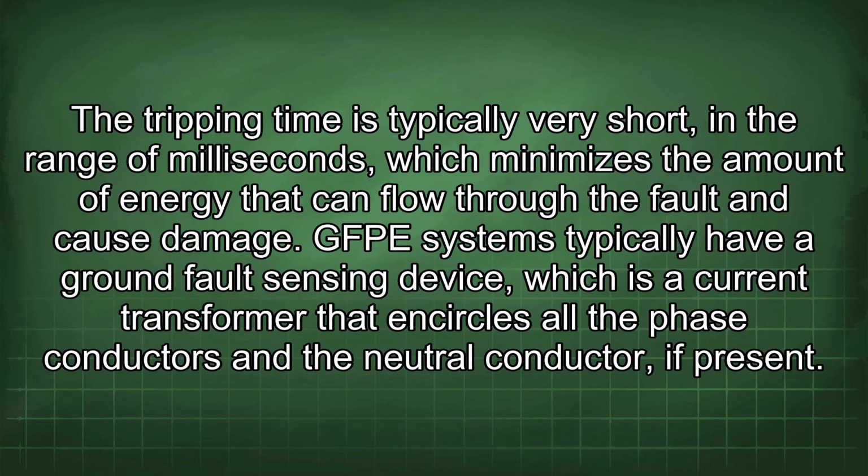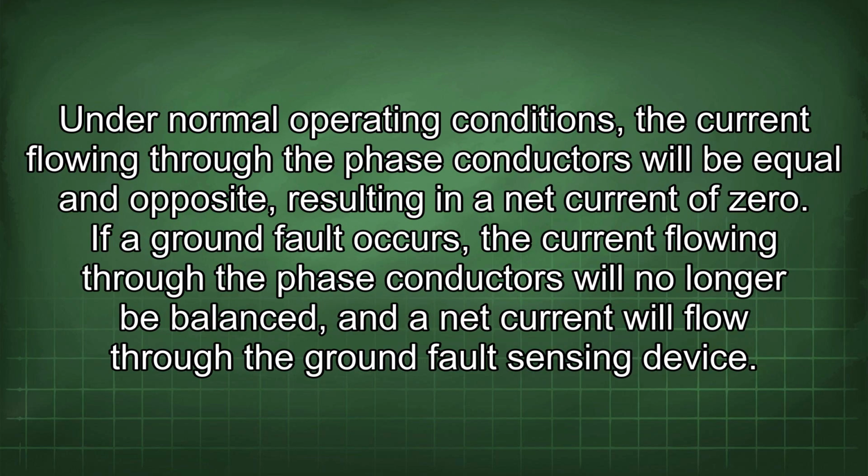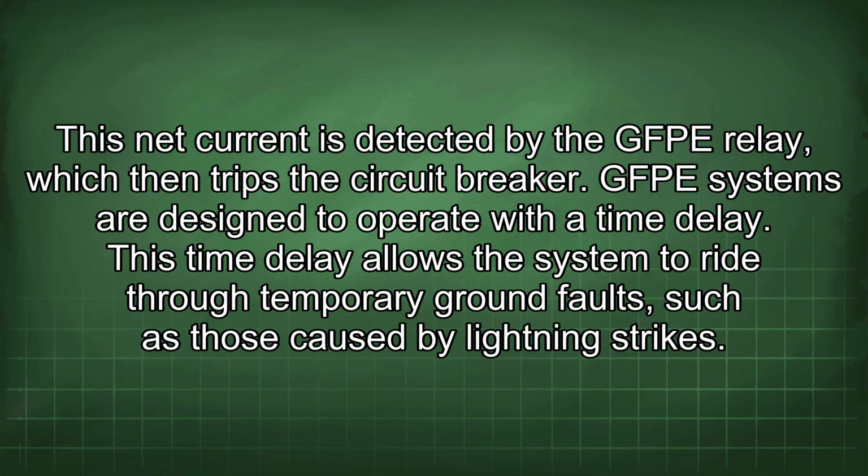GFPE systems typically have a ground fault sensing device, which is a current transformer that encircles all the phase conductors and the neutral conductor, if present. Under normal operating conditions, the current flowing through the phase conductors will be equal and opposite, resulting in a net current of zero. If a ground fault occurs, the current flowing through the phase conductors will no longer be balanced, and a net current will flow through the ground fault sensing device. This net current is detected by the GFPE relay, which then trips the circuit breaker.